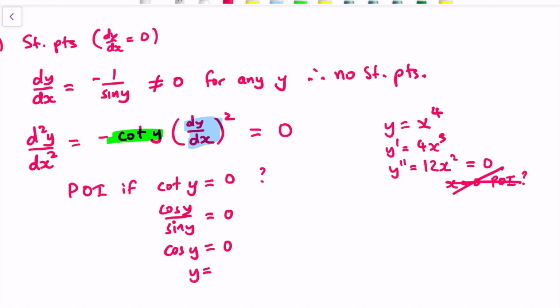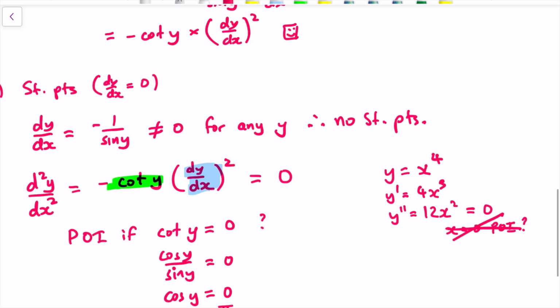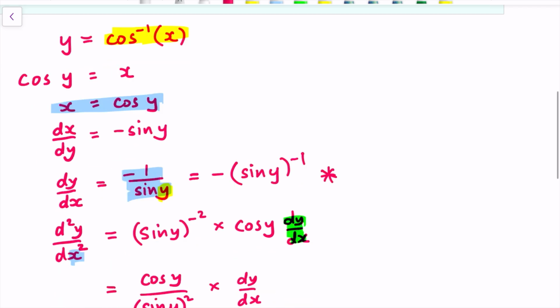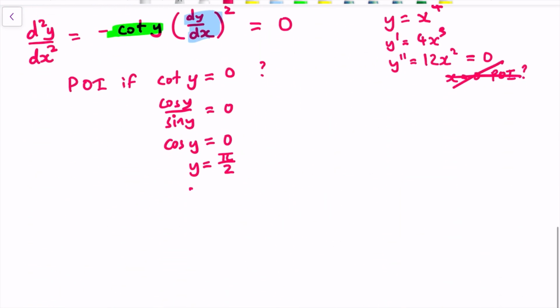So y is equal to pi over 2. Cosine of pi over 2 is equal to 0. Y is equal to pi over 2. Well, what does that mean about our function? We go all the way back to here, that will do. If y is equal to pi over 2, cos of pi over 2 is equal to 0. So x is equal to 0. We have a point of inflection at 0, comma pi over 2.